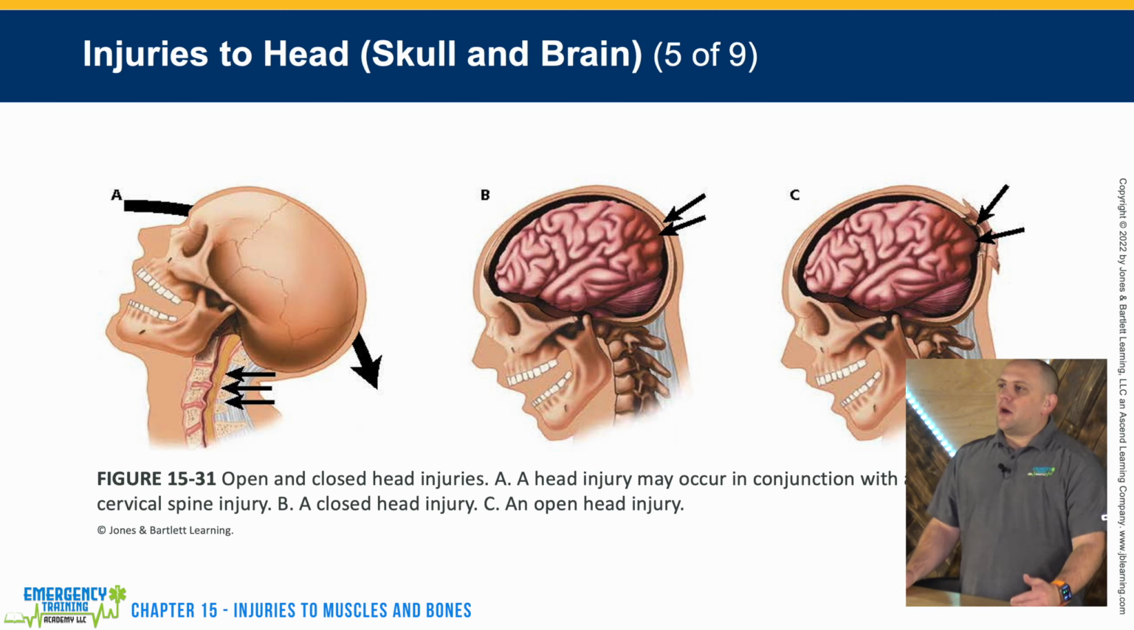A little more about our closed head injuries. With our closed head injuries, we can have multiple injuries associated with it. As there is an impact to the skull and our brain begins to move inside that cranial vault, we can have injury to both sides of the brain as it moves forward and backwards inside that vault.